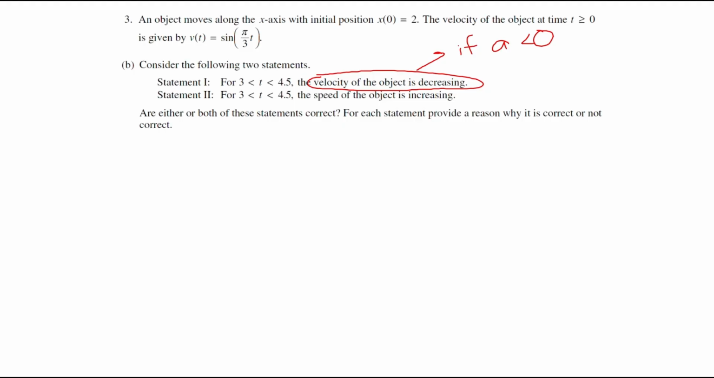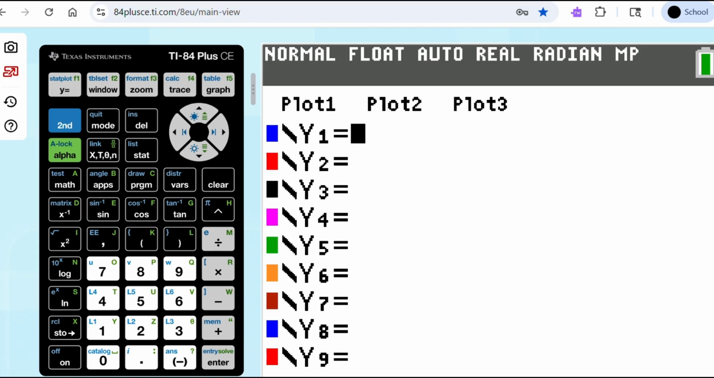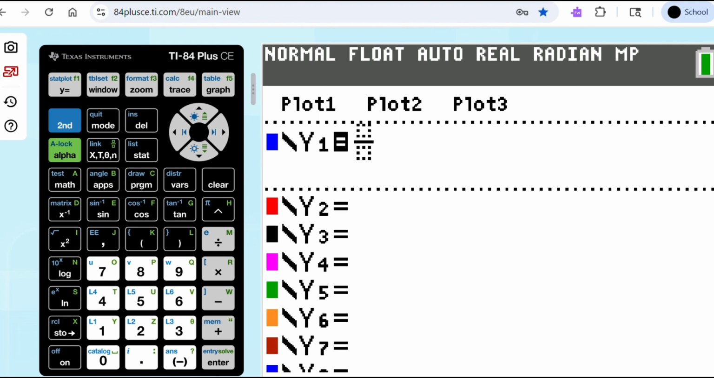So let's first figure that out. Well, we know the acceleration function. We just found it, right? So a of t is pi over 3 cosine pi over 3t. We just did that in the previous part; we just took that derivative. Now, if we're not sure about what's going on with that between 3 and 4.5, our graphing calculator is a good way to go. In our graphing calculator, we can do the alpha x to get this nice fraction. We can put pi over 3 cosine of pi over 3 x.